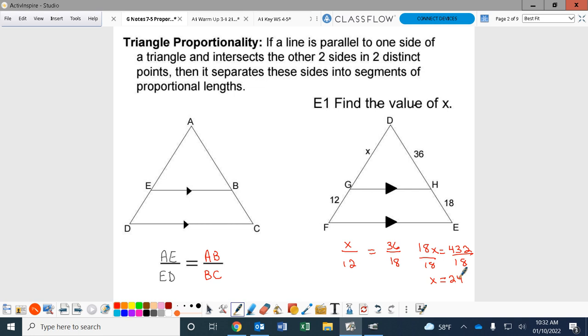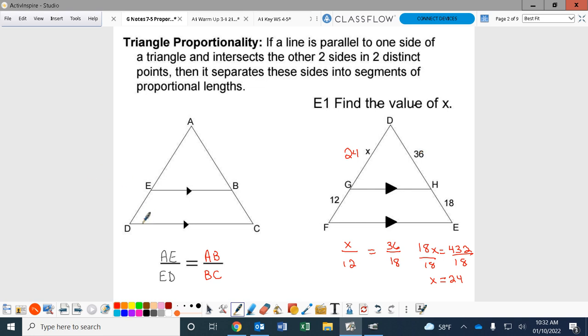So guys, 24 is the value that you get because these lines are parallel. That'll keep these sides proportional. So if you have a 24, 24 over 12 is the same relationship as 36 over 18. Guys, you can see they're twice as big. Okay, 12 times 2 gives you 24, 18 times 2 gives you 36. Anybody have anything? Questions, concerns?